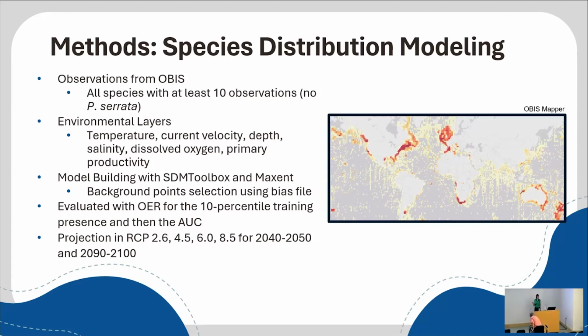For environmental layers, I downloaded those from BioOracle, and I used surface values for temperature, current velocity, depth, salinity, dissolved oxygen, and primary productivity. I built my models with SDM Toolbox for prepping, so rarefying points, things like that, and then Maxent was the actual model building. Maxent requires background points, so I selected those using a bias file. And the reason I did that is because of sampling bias.